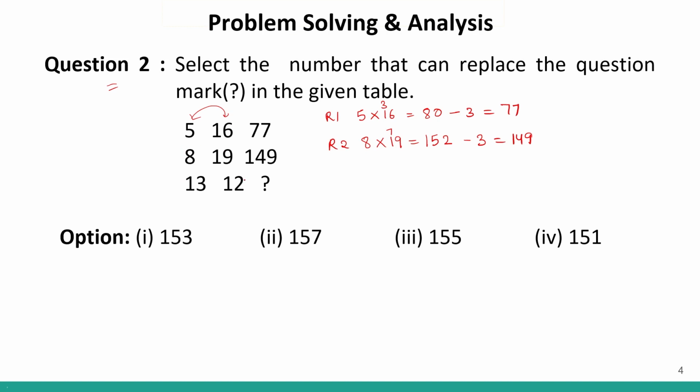Now let us move on to row 3 to find the missing element. So now from row 1 and row 2, I have confirmed my logic. So I found a logic in row 1. Then I confirmed my logic in row 2. So now we'll move on to row 3. In row 3, we have to do the same thing. 13 into 12. 13 into 12 gives me how much? 156. And if I subtract 3 from 156, I will get 153. So 153 will be my answer, which is in option number 1. So for question number 2, option number 1 is the correct answer.